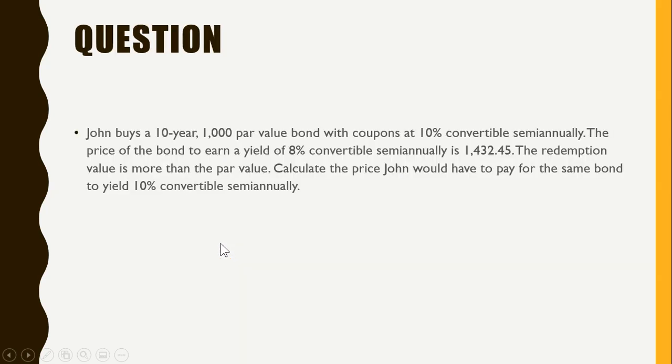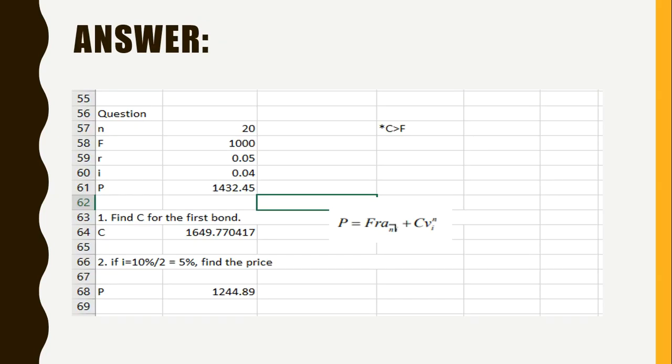So the question asks, calculate the price John will have to pay for the same bond to yield 10% convertible semi-annually. So i is equal to 10%, but because it is semi-annual, we divide by 2, which is equal to 5%. Then we substitute all the information into the same formula, which is the basic formula. We calculate that the price is 1,244 ringgit and 89 cents. Since C is larger than L, we know that this is a premium bond.